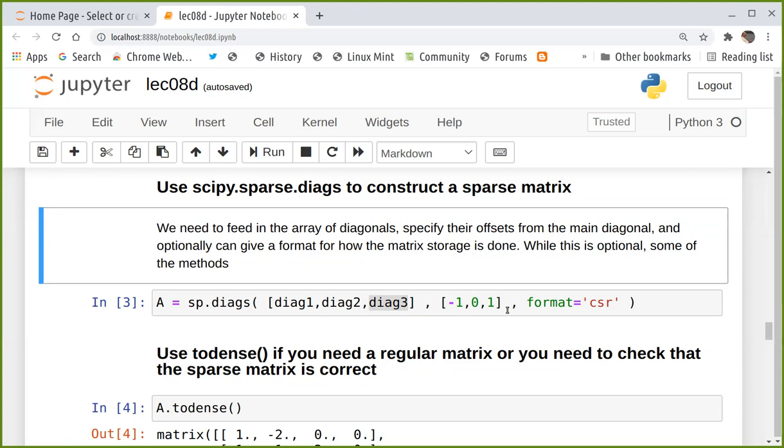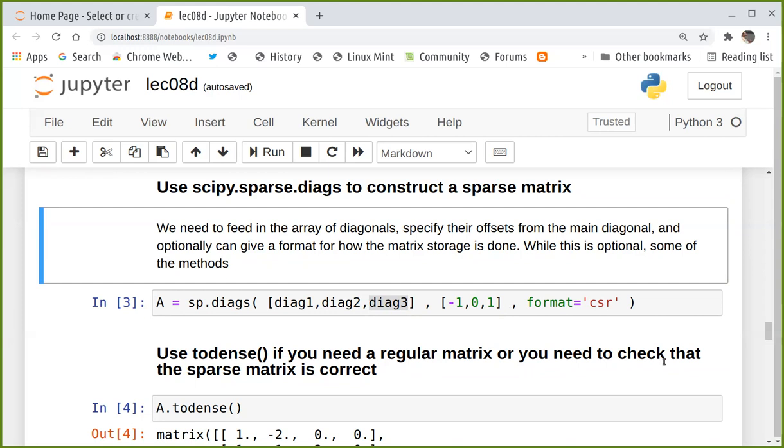But sometimes the methods that you're going to apply to this sparse matrix require that the sparse matrix be in a particular format. So in this case, if I didn't specify a format, the method that I'm going to use later on this A would fail. So for that reason, I've picked a common format, which is CSR.